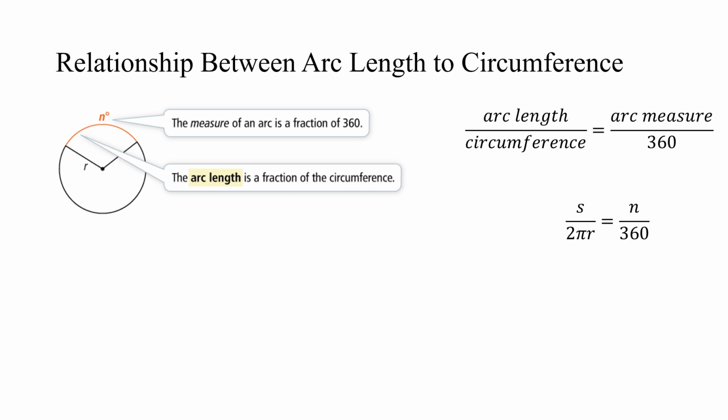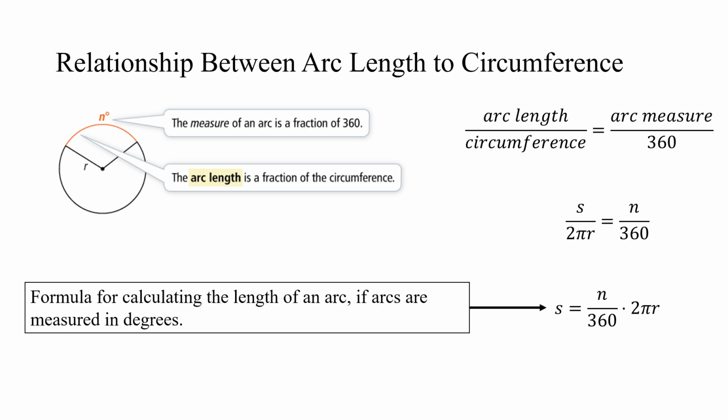Replacing arc length with a variable s, replacing arc measure with a variable n. There's nothing special about those two variables, it's just what we use. And given that we can calculate the circumference of circles by using the expression 2 pi r, s over 2 pi r is going to equal n over 360. Moving things around, multiplying both sides by 2 pi r, I get the following expression: arc length is equal to n divided by 360 times 2 times pi times r. And this is the formula that we're going to use to calculate the length of an arc. However, this will only work if the angle n is measured in degrees.